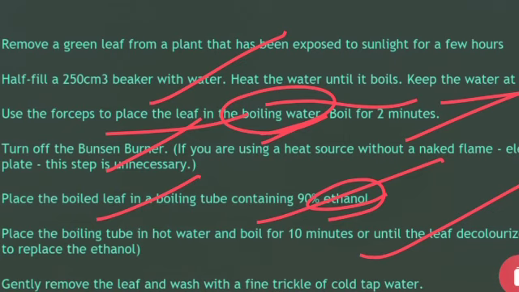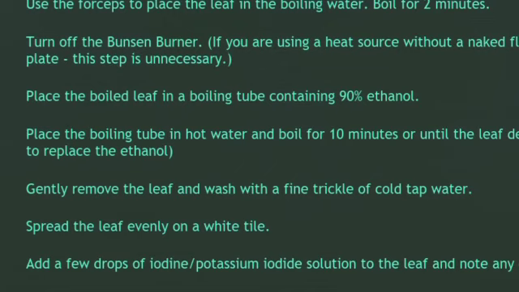Means if the chlorophyll is removed, then it will become pale white in color. Now gently remove the leaf and wash it with a fine trickle of cold tap water to remove all the ethanol present on the surface, and then spread it on a white tile. To test for starch, we'll use iodine or potassium iodide solution and pour it on the leaf drop by drop.